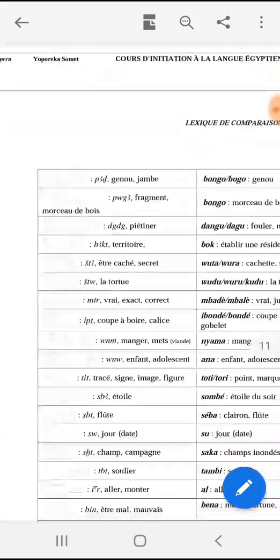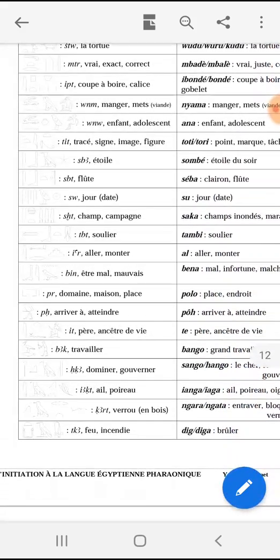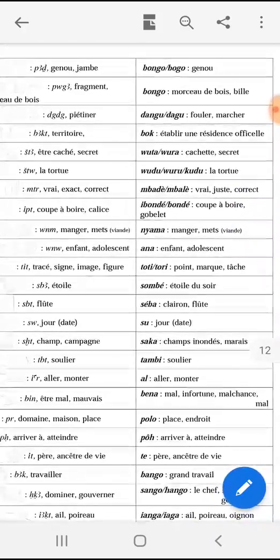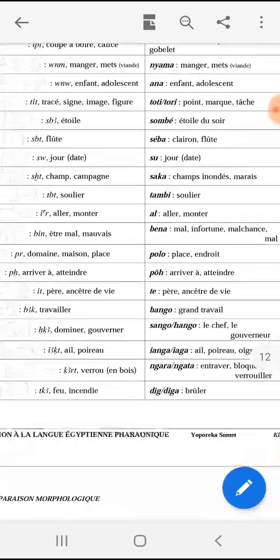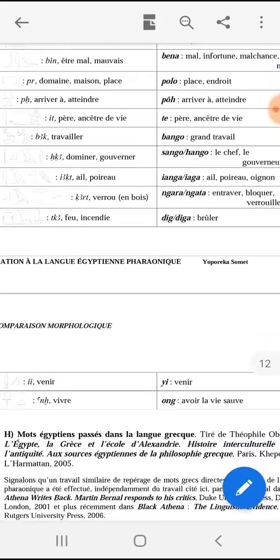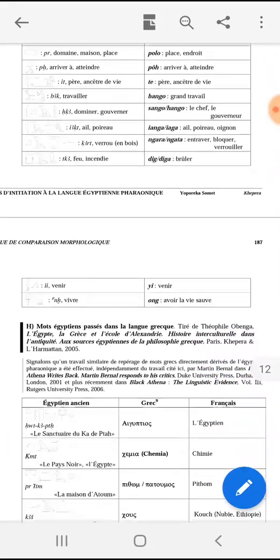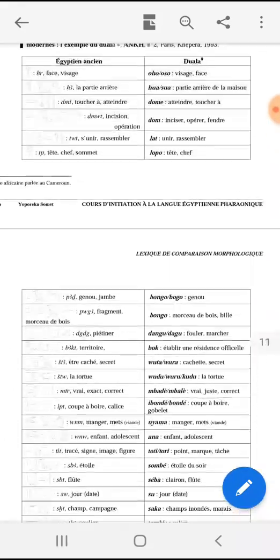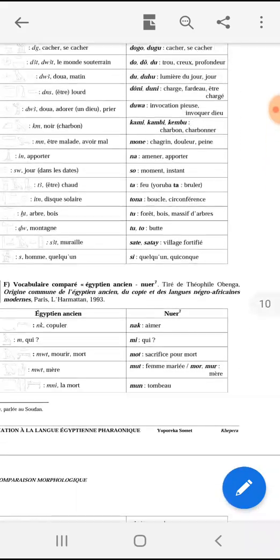You have other examples that I'm scrolling through. And I think then the next is Greek and French, which I will not deal with.